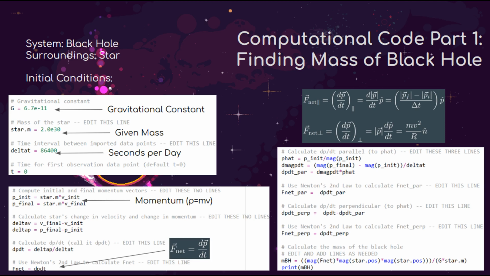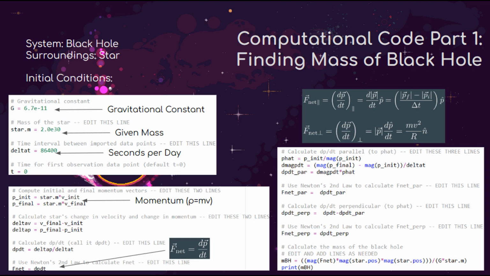In part 1 of this lab, we'll use the properties of parallel and perpendicular motion of net force to determine the mass of our black hole. Establishing initial conditions, our system in this case is of course the black hole, and our surroundings are the star. My foundational information G is simply the gravitational constant. The mass of the star was given to me, and my delta T is calculated as the number of seconds in a day.